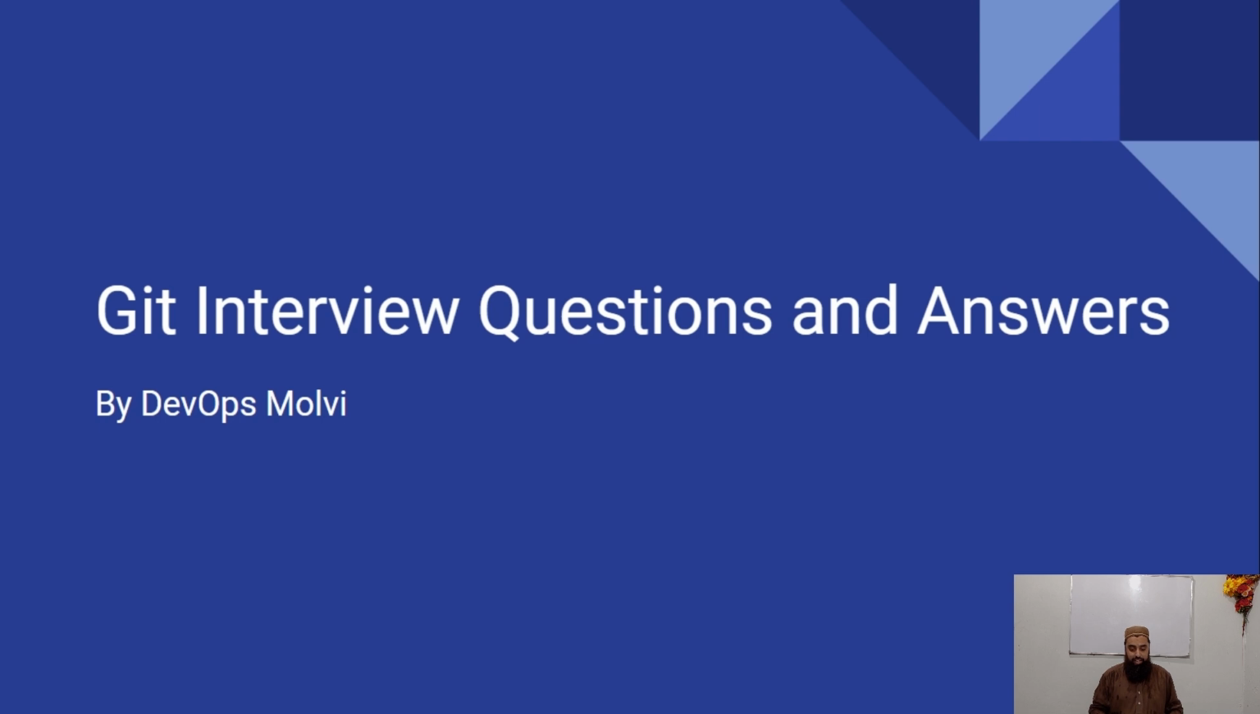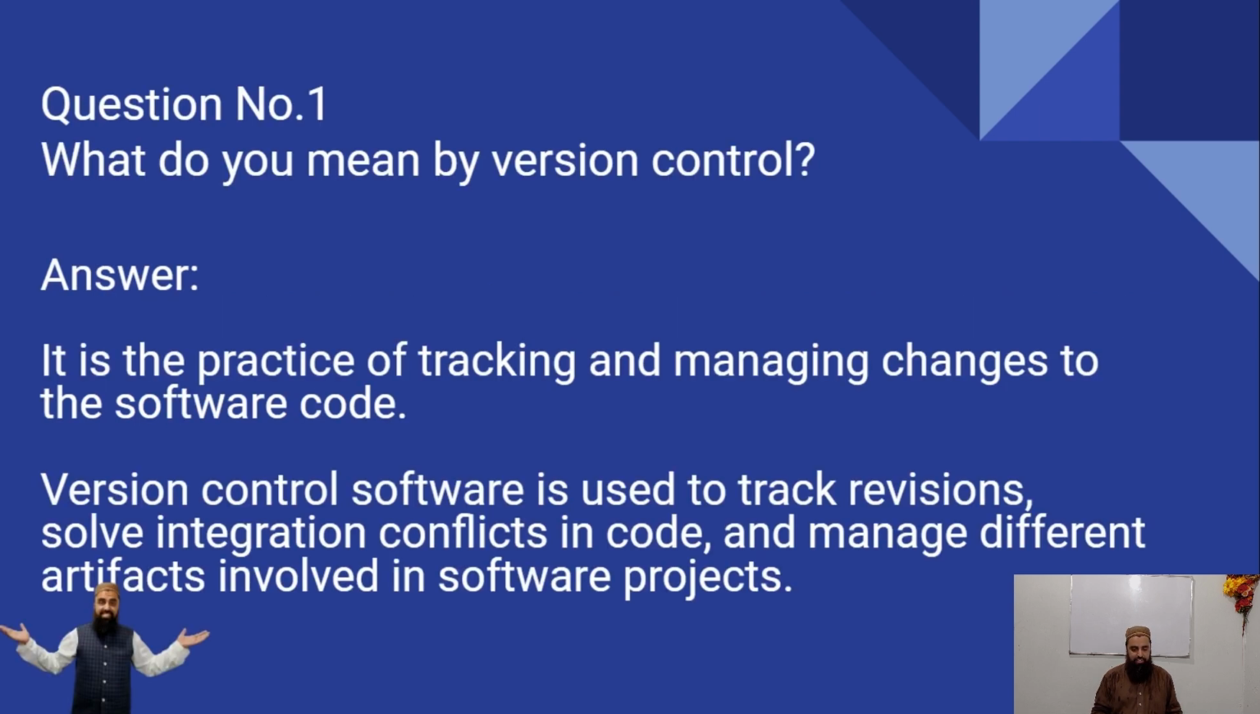So here are the 50 questions of Git, starting with question number 1. What do you mean by version control? So it is a common question that what is version control? And the answer is it is the practice of tracking and managing changes to the software code.